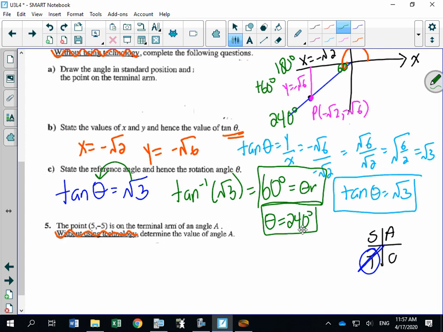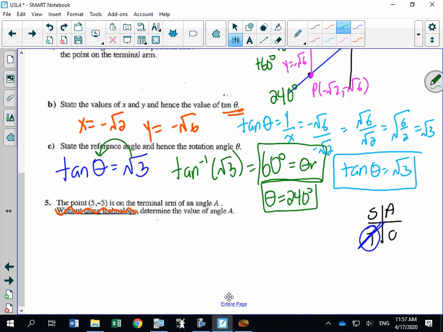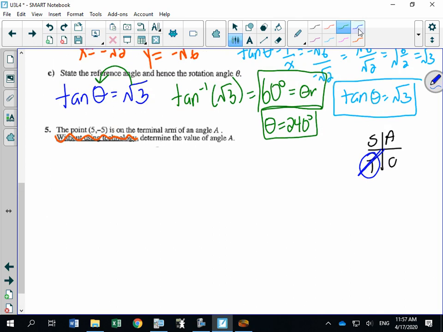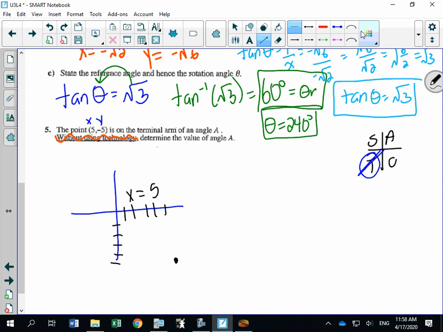5 is going to be very, very similar, right? So our last question will be very similar. The point 5, -5 is on the terminal arm of angle A. So if x is 5 and y is -5, there's my point. Let's use our ruler and let's draw the terminal arm. So from your origin, let's do what we always do. Let's label that point. X is 5, y is -5.